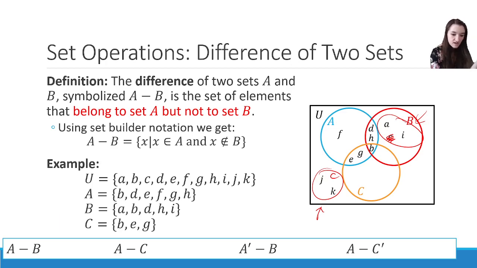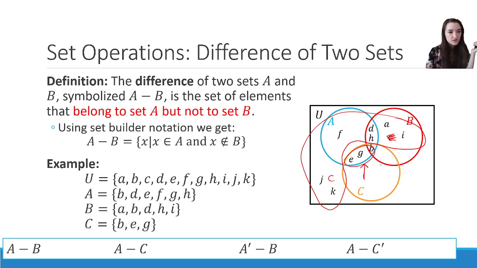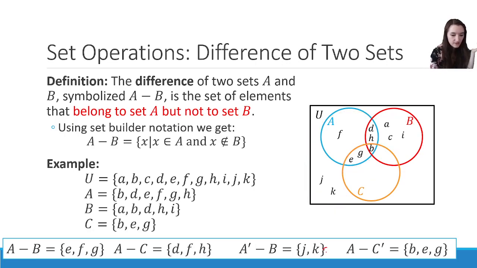And finally, A minus C complement. I need to know what C complement is. Well, C complement is everything outside of C. So everything outside of C is all of this stuff, right? But A minus all of that stuff would be left with this area right here, E, G, and B, like so. Again, that C should be in there. And there we have it.